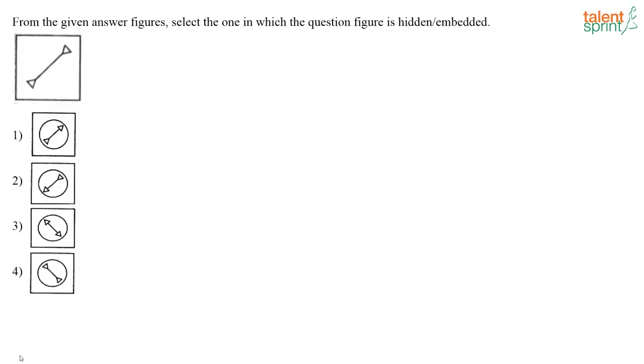Next. This was very easy. From the given answer figure, select the one which has the question figure hidden or embedded. So which has the question figure hidden or embedded here? 4. So this is the shape in the question, right? It is there in option 4. Correct answer is option 4.